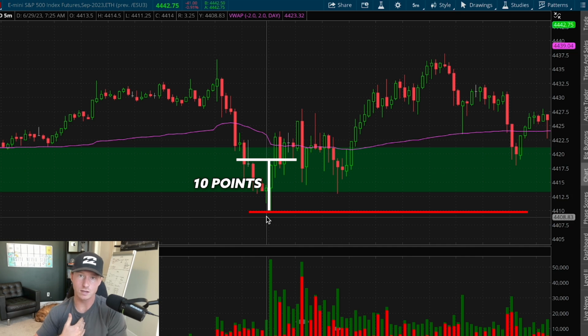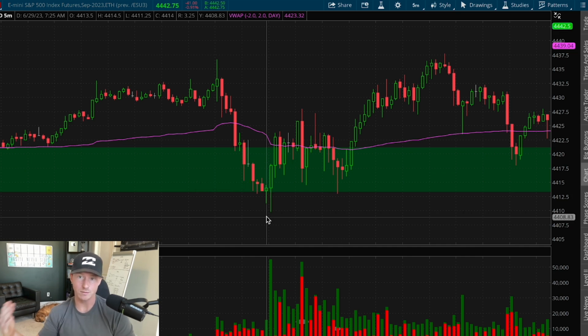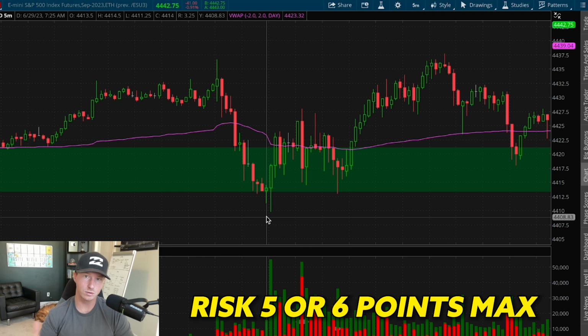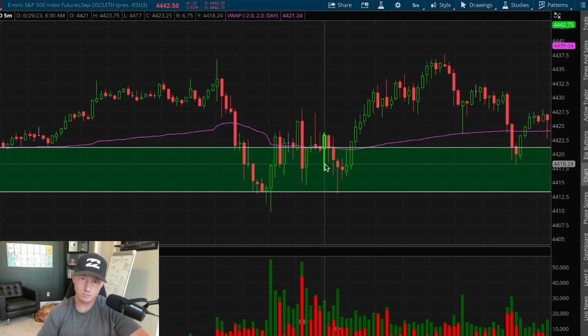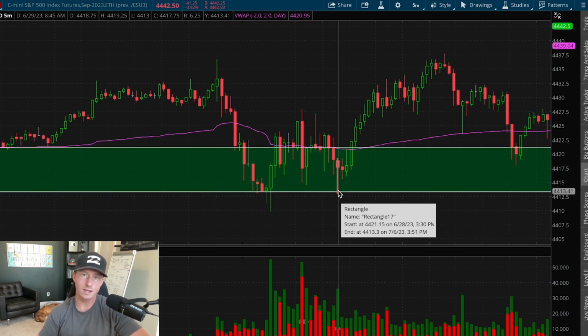Now, me personally, the way I trade, I don't want to risk 10 points, right? I typically like to risk 5 or 6 points maximum. So that's one of the things I like about double bottoms: once we come down and test near this level, it doesn't have to be perfect, right? It gives you a much better risk to reward. You don't have to risk as many points, as much money.